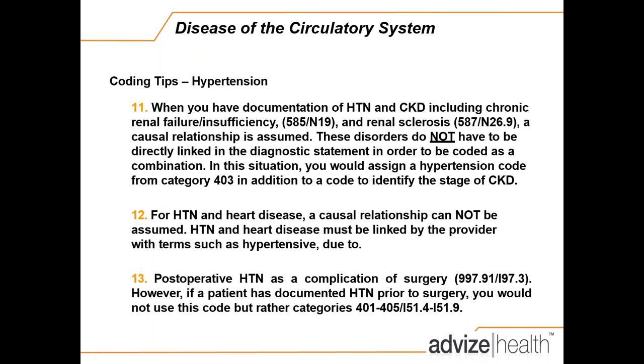These disorders do not have to be directly linked in the diagnostic statement in order to be coded as a combination. In this situation, you could assign a hypertension code from category 403 in addition to a code to identify the stage of CKD. For hypertension and heart disease, a causal relationship cannot be assumed. Hypertension and heart disease must be linked by the provider with such terms.